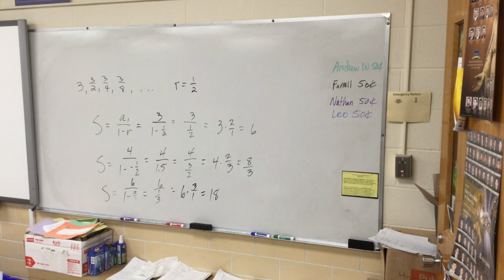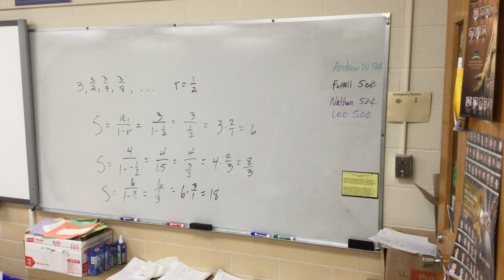Here we go. 1A, arithmetic or geometric? Arithmetic, and the common difference is? Plus 8. 8, positive 8, yep. So remember, the directions say, tell me what kind it is, and tell me what the common difference or ratio is. All right, what about B?